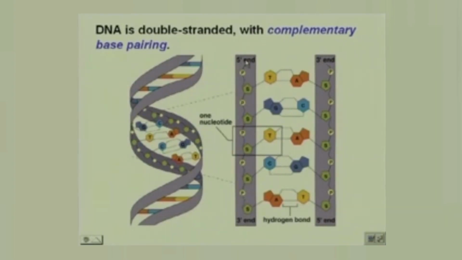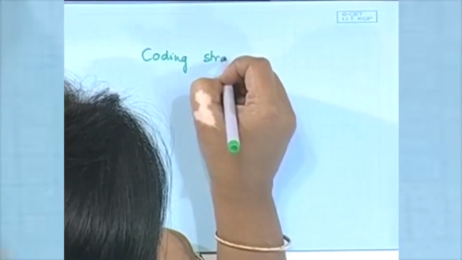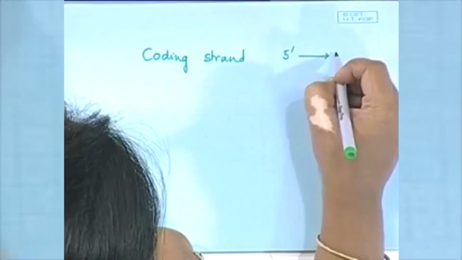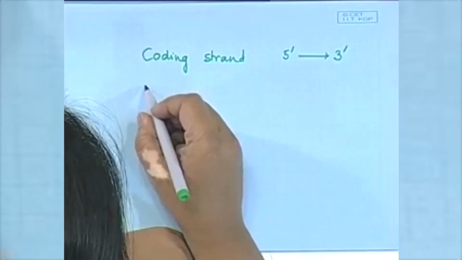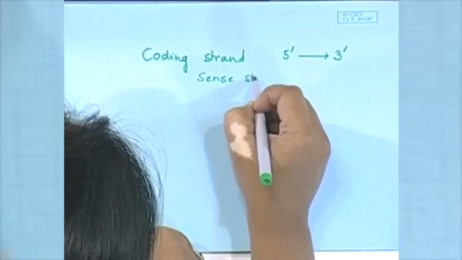Okay? This is called the template strand. Okay? No, it's called the coding strand, the sense strand rather. This is called the anti-sense strand. It goes from the 3' to the 5'. Okay, so let me just reiterate that. We have a coding strand that goes from the 5' to the 3'. This is also known as a sense strand, because that actually has the information.